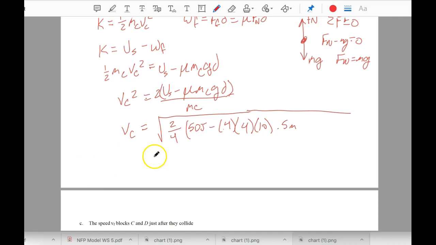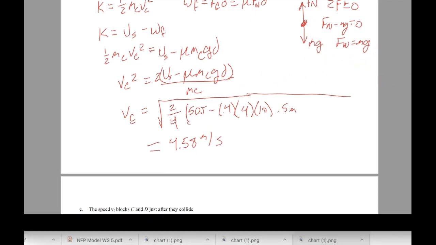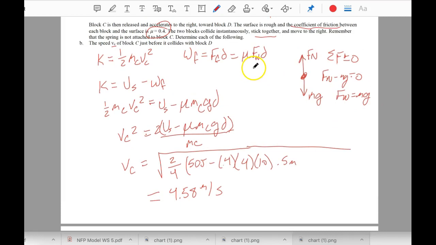Alrighty, so now that we've done that, we can plug everything into the calculator, and you should get 4.58 meters per second. So where do you get all of your points? Okay, so first thing we need to do is recognize that we have conservation of energy.